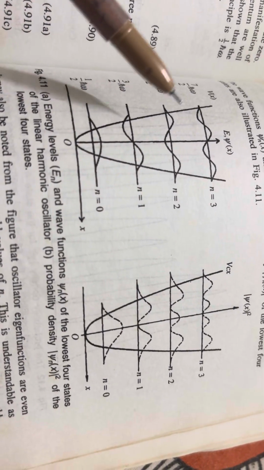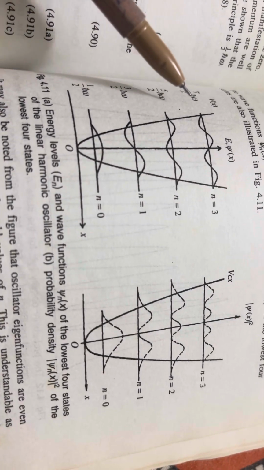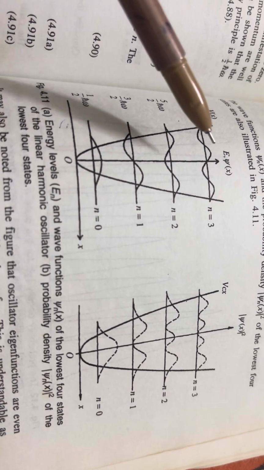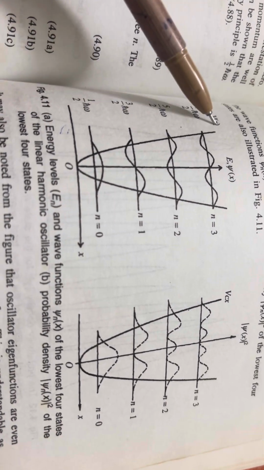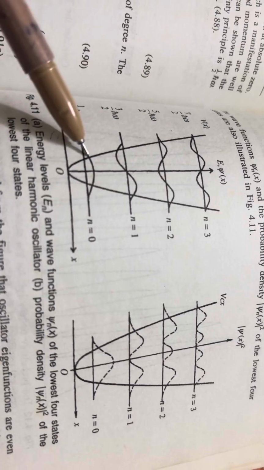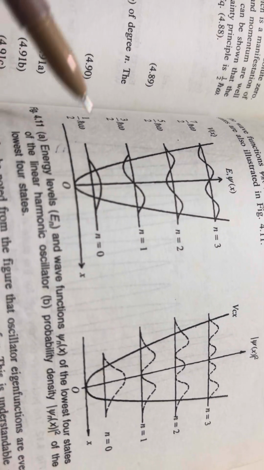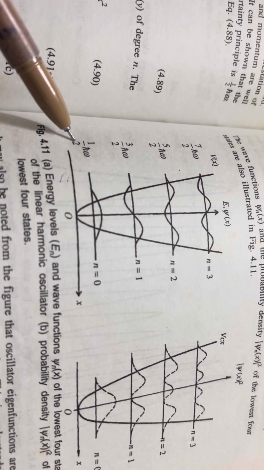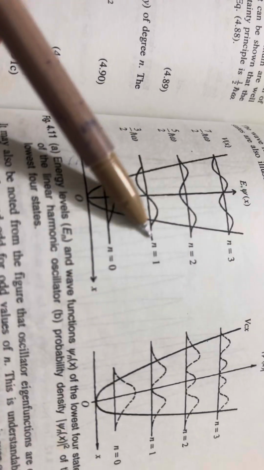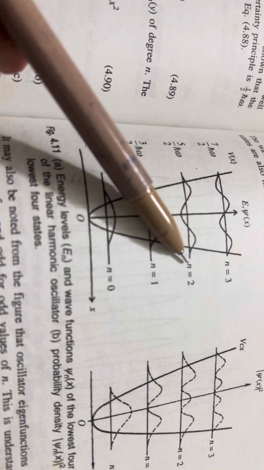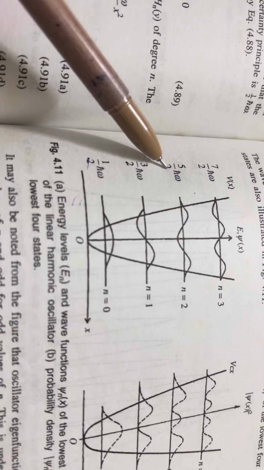Okay, so these are the waveforms. Here on the x-axis is x and on the y-axis are the energy levels, V of x. This is the first energy level, that is n equals 0. You will get the zero point energy, that is half h cut omega. If n equals 1, 3 by 2 h cut omega, the second energy level. For n equals 2, you will get 5 by 2 h cut omega.